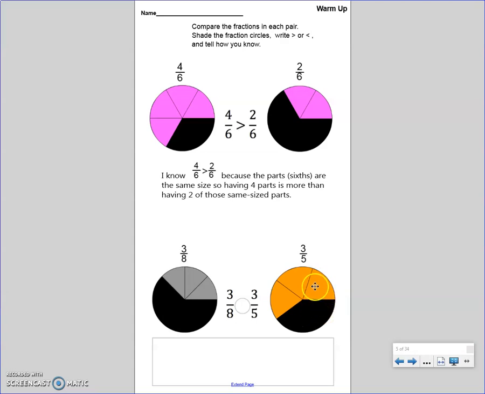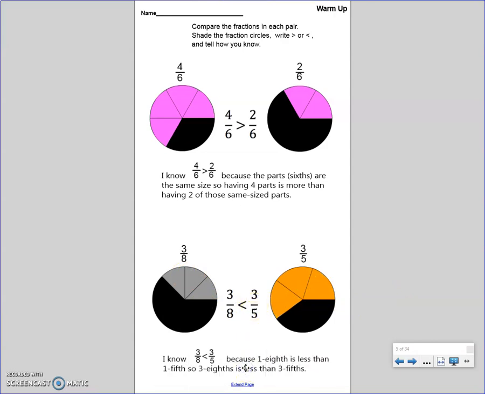I can see that each of the 1/5 pieces is larger than the 1/8 pieces. So 3 of the 1/5 pieces cover more space than 3 of the 1/8 pieces. 3 of the 1/8 pieces cover less space than 3 of the 1/5 pieces. 3/8 is less than 3/5. I know 3/8 is less than 3/5 because 1/8 is less than 1/5, so 3/8 is less than 3/5.